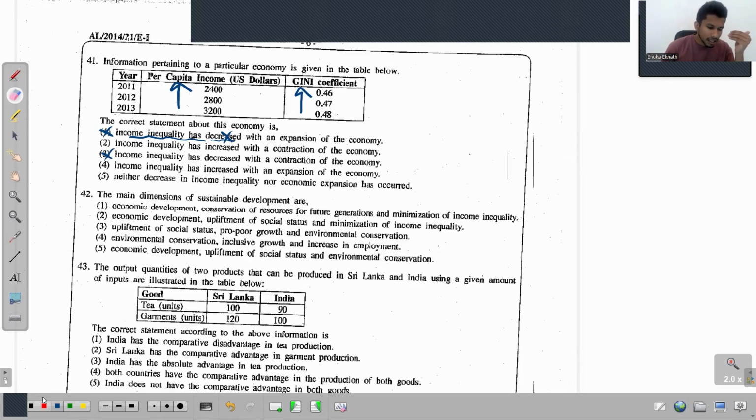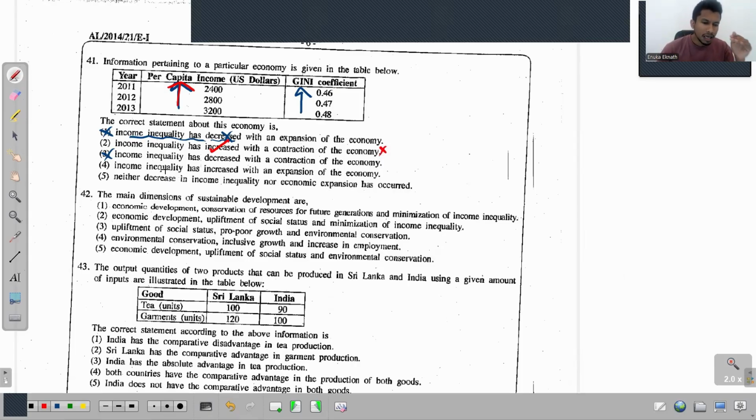Right. So we will read the second one and see. Income inequality has increased. Yes, true. With a contraction of the economy. No, the per capita income has increased, so the economy has expanded. So the second one is also not the answer there.